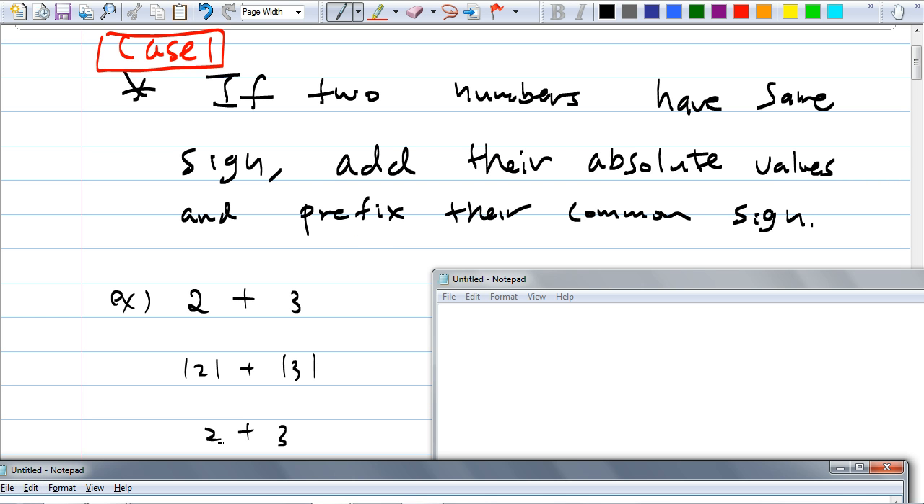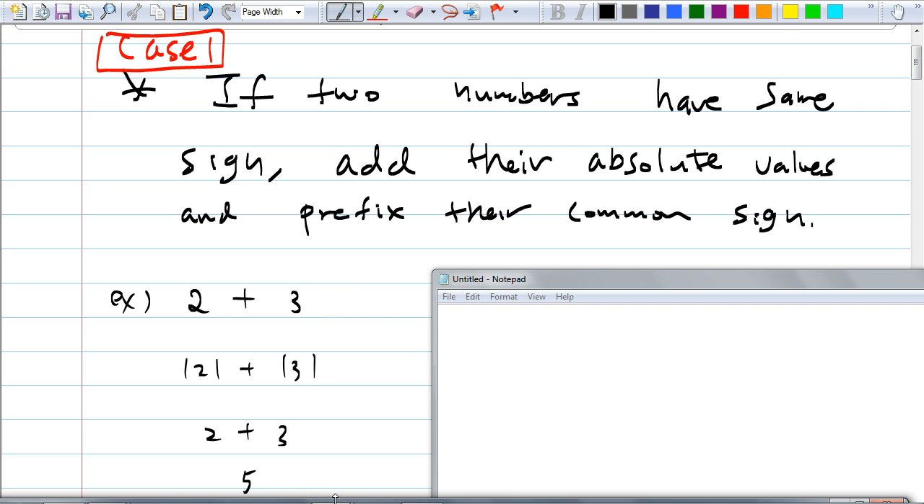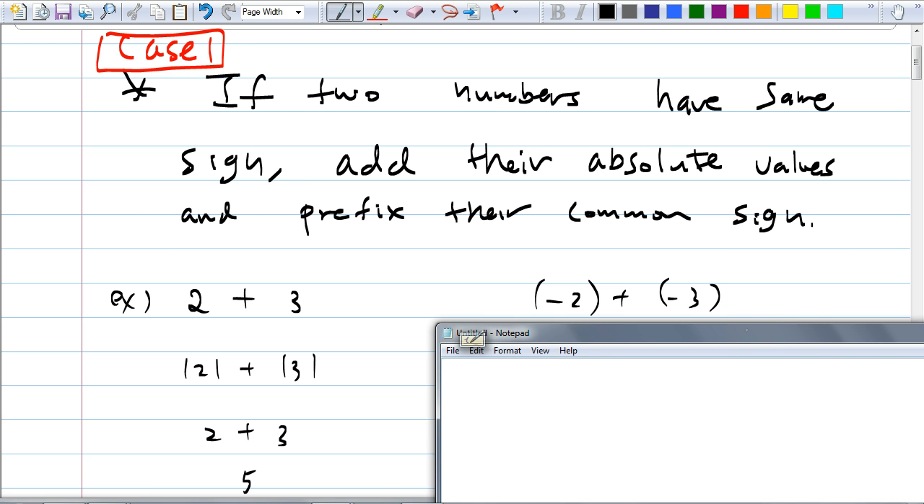And it says, what do you think this means by prefix their common sign? That means we use the signs of both of these numbers. They're both positive, so therefore the answer comes out to be positive 5. Does that make sense? Now, this is sort of easy when they're both positive. But what if they're both negative? Like -2 plus -3. This is easy also, right? Of course, we all know the answer. Class, what's the answer when you add two numbers like -2 and -3? -5.